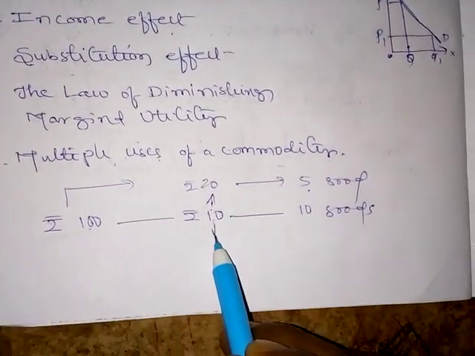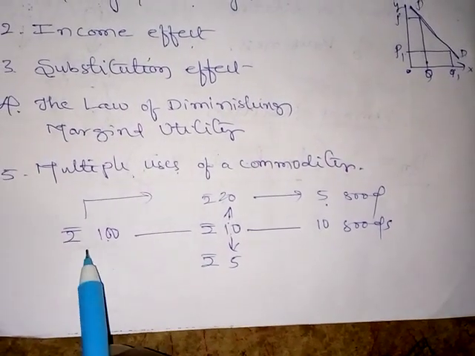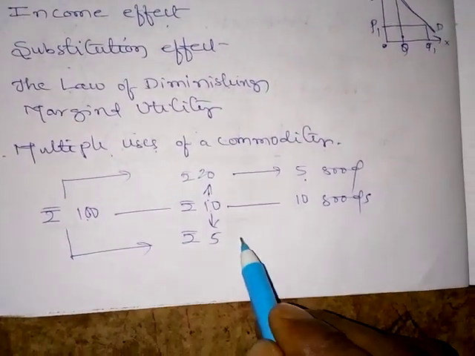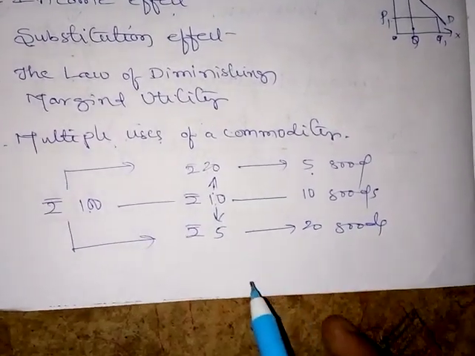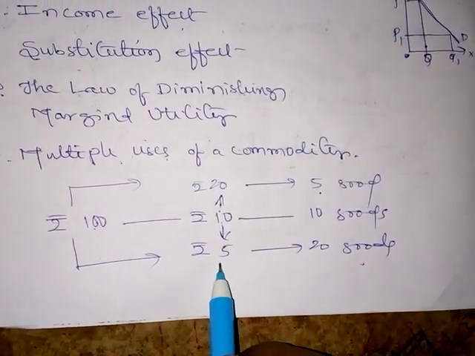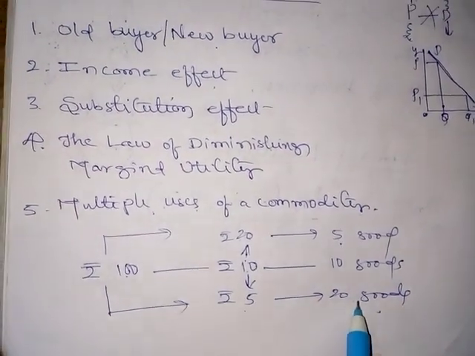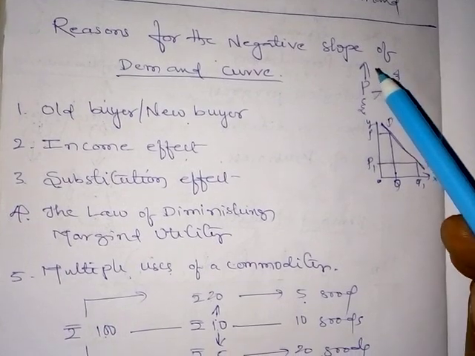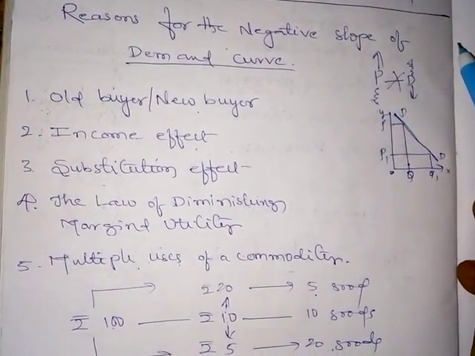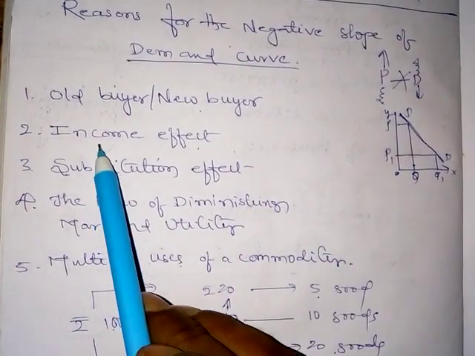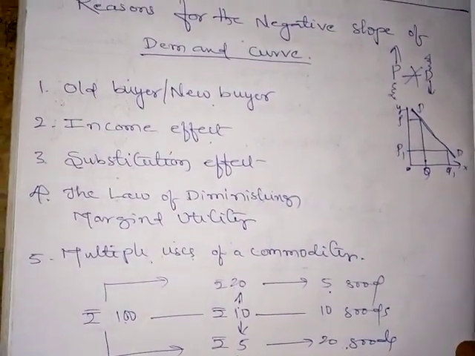Or it is assumed that there is a fall in the price of that commodity to rupees 5. Then with the help of this rupees 100, consumer will be able to buy 20 goods. Now he is able to buy more of these goods because of the fall in the price. Therefore demand rises, right? So when price rises, demand falls. When price falls, demand rises because of this income effect also. Therefore demand curve slopes downwards to the right.